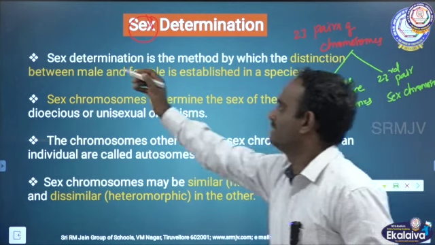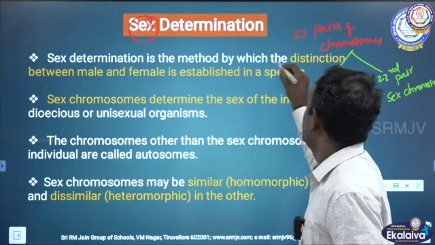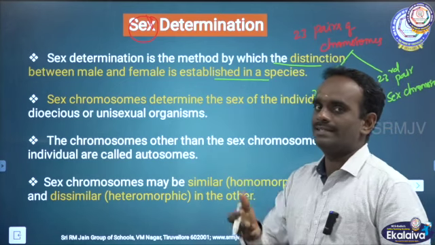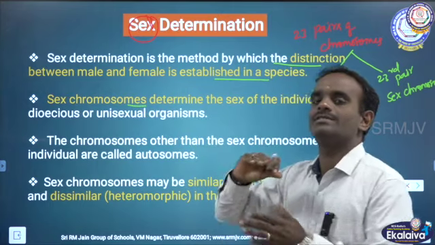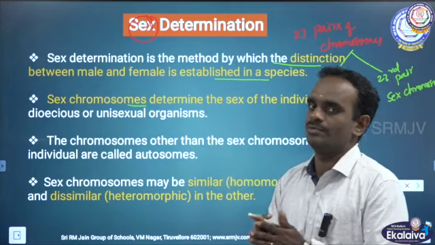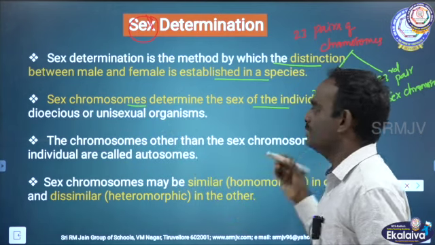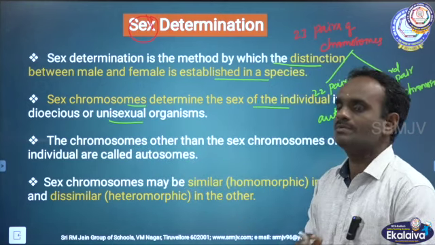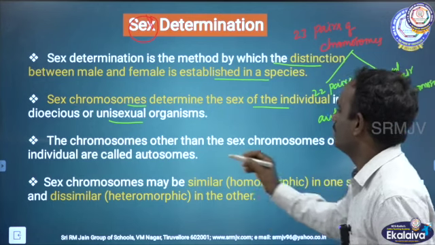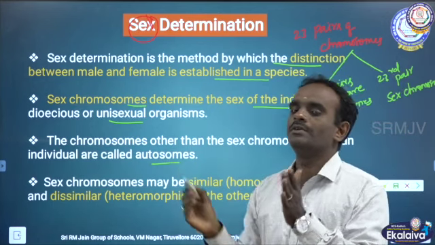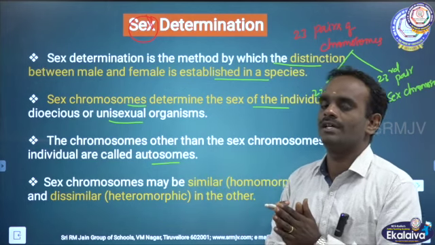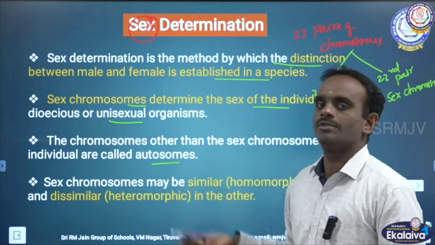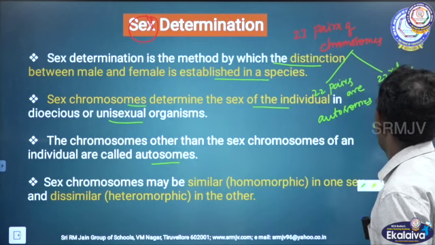Okay? Sex determination is the method by which the distinction between male and female is established in a species. As I said earlier, the last 23rd pair is the sex chromosome. The sex chromosome determines the sex of an individual in dioecious organisms, that means unisexual organisms. The chromosomes other than the sex chromosomes are called autosomes. So, first pair till 22nd pair are the autosomes, the body chromosomes. The last pair only is the sex chromosome, also called allosomes.